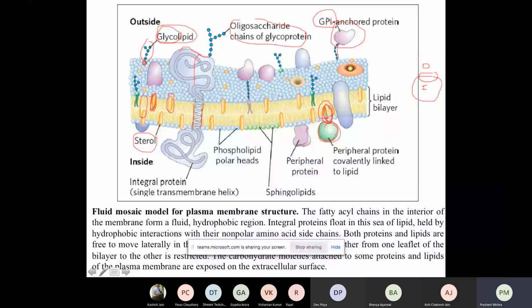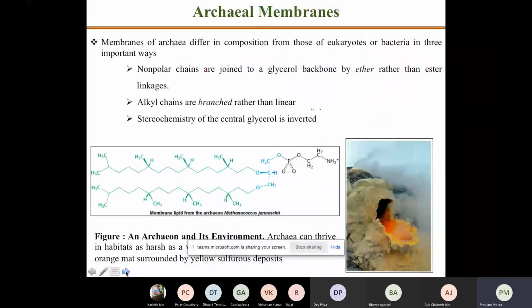So this is the complete architecture of the membrane. Here, you find that both proteins and lipids are present. And there is a small amount of carbohydrate, in the form of oligosaccharide, linked either with a glycoprotein or with a glycolipid. So this gives you an overview of the membrane, which we discussed in the previous class.